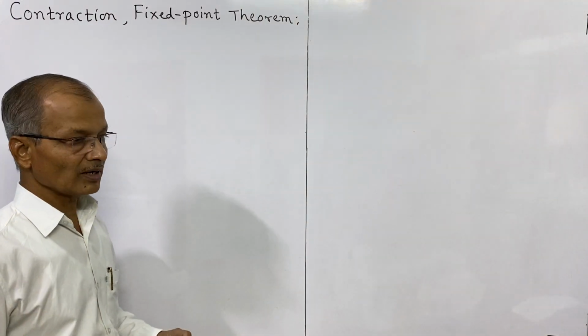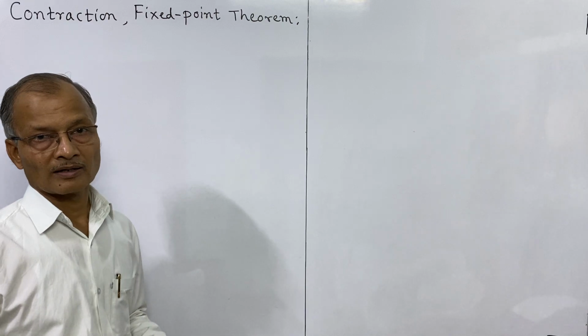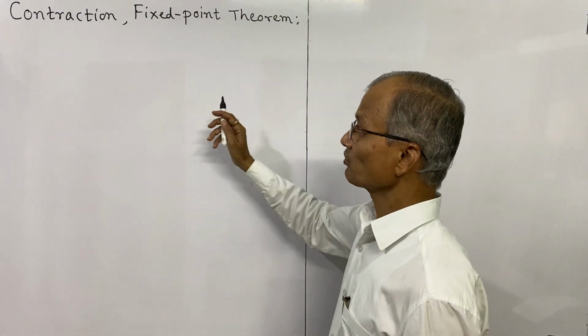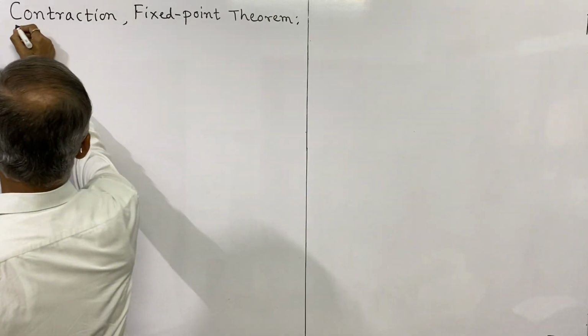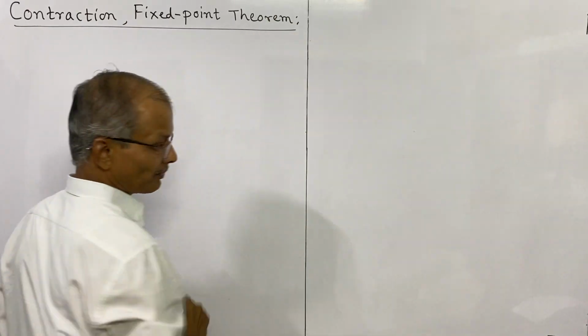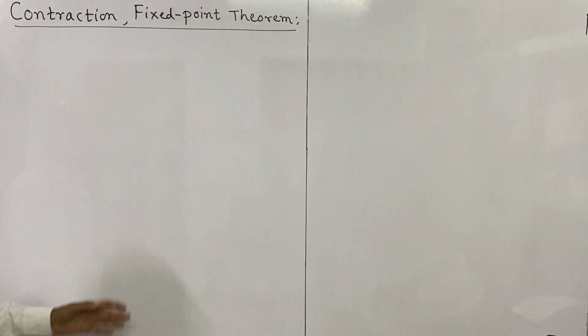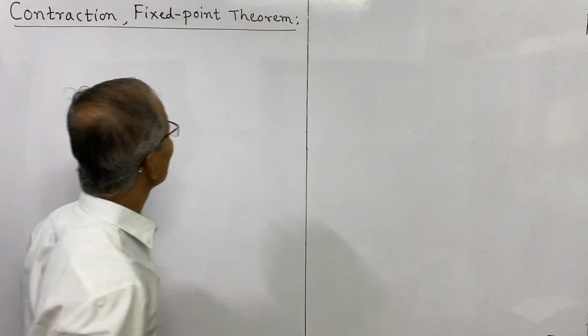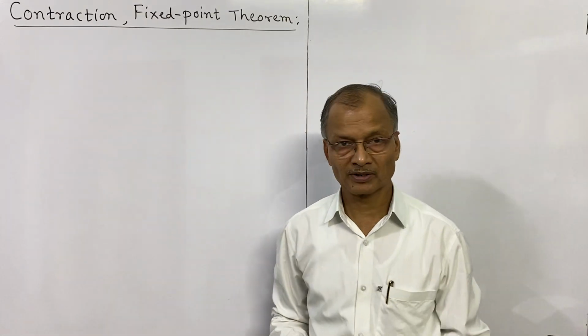We are studying complete metric spaces. And in this lecture we shall study contraction of mapping and fixed point theorem. So first we shall define what is a contraction of mapping, and then we will see an example of it. After that we will write the fixed point theorem and prove it.